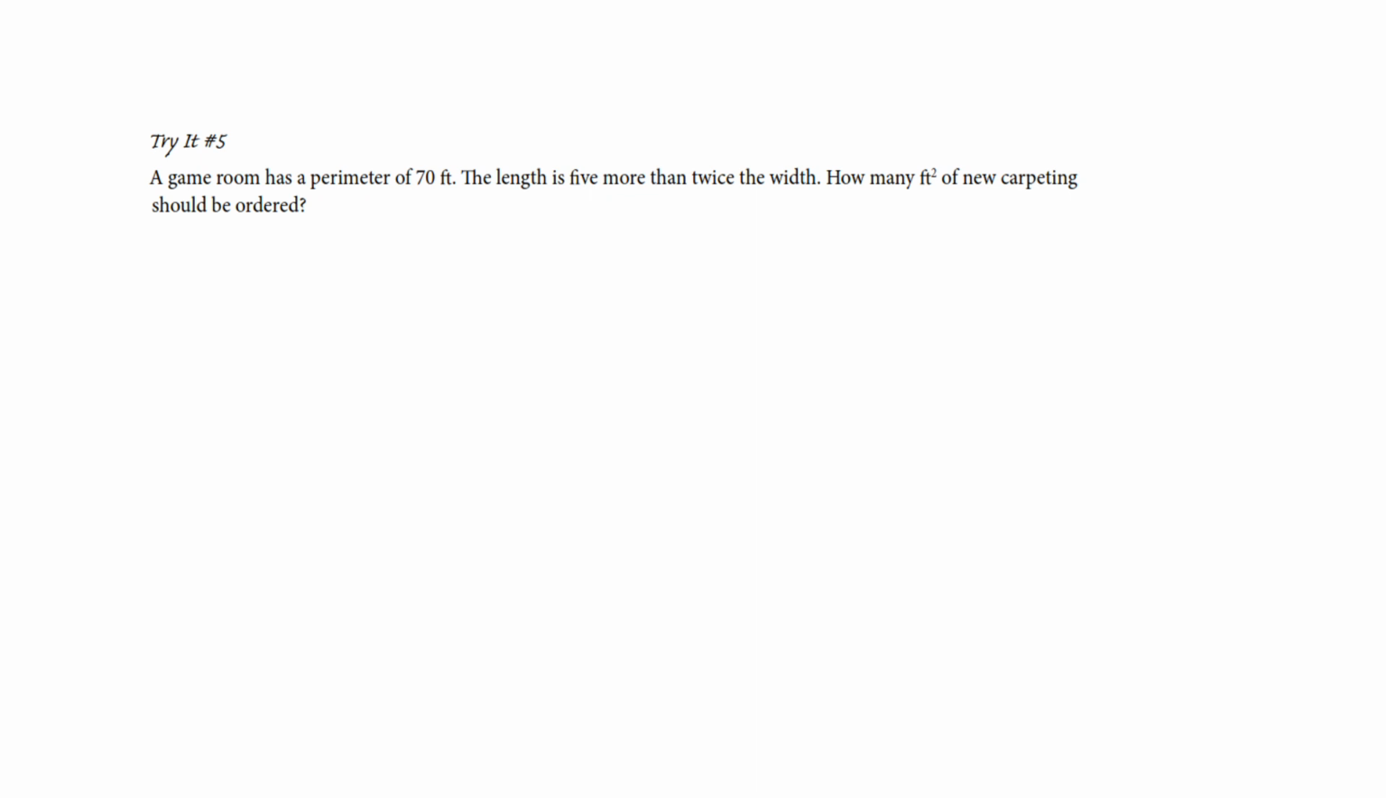Okay, same thing here, but what are they asking? Yeah, they're asking for the area. They didn't really say it, but feet squared is, they're hiding the idea that we want the area there. So we're going to do our length and our width. So I don't know the width, but the length is 5 more than twice the width. So let's do our formula.